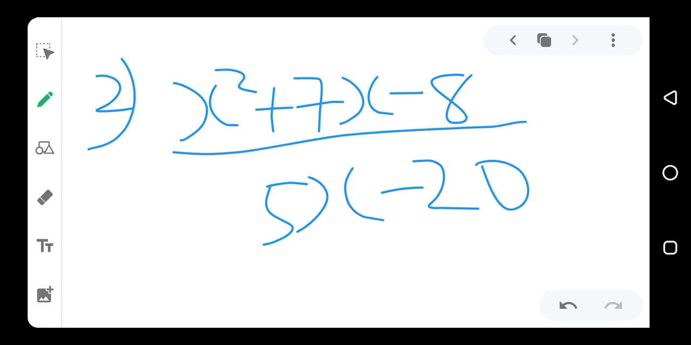So for us to get the value of x for which the fraction here is undefined, you know the procedure given to you. So use the procedure and solve these two exercises and show me the value of x for which the fractions are undefined. Thank you.